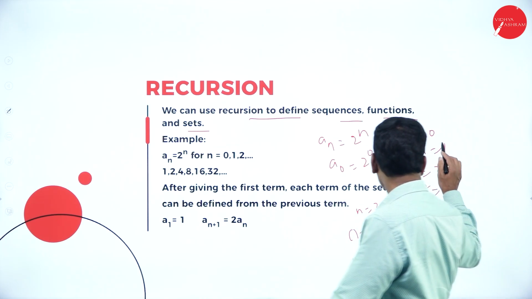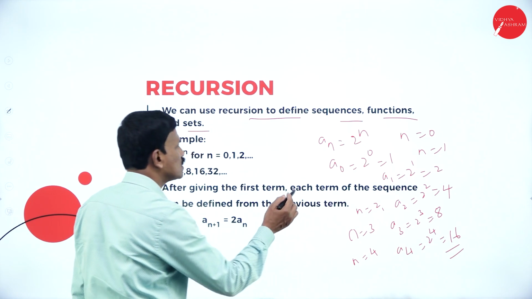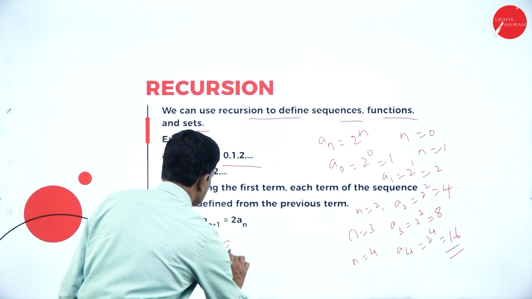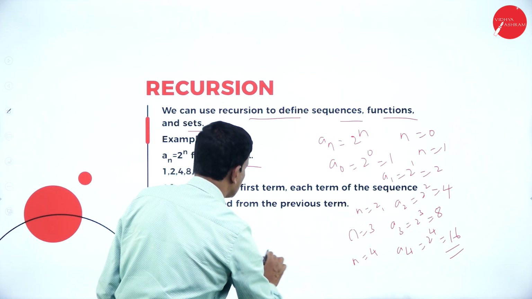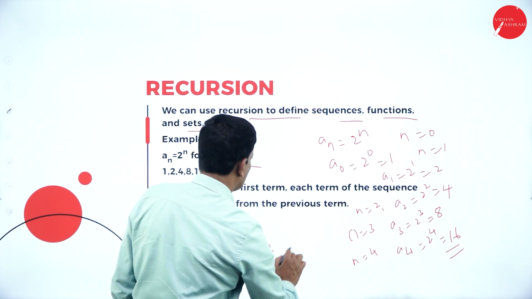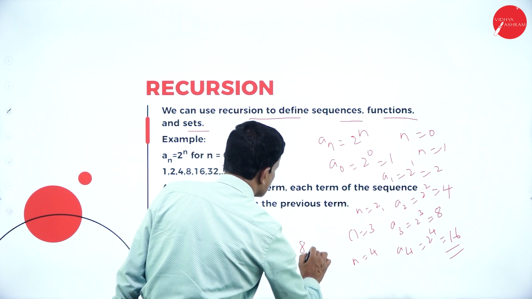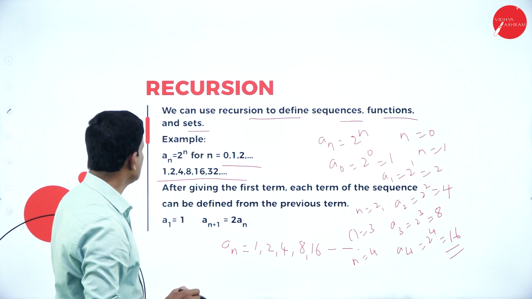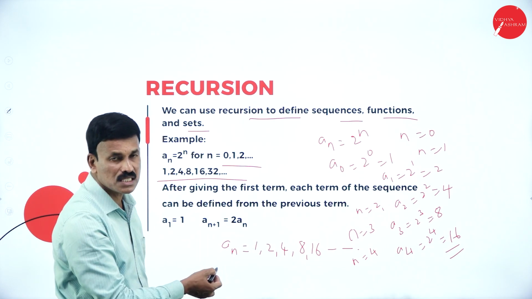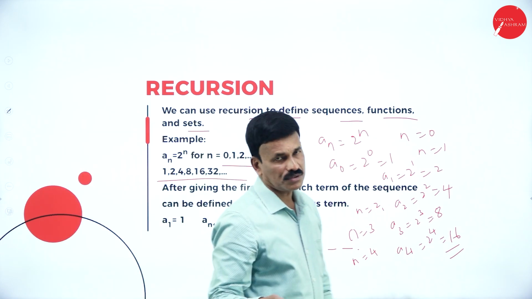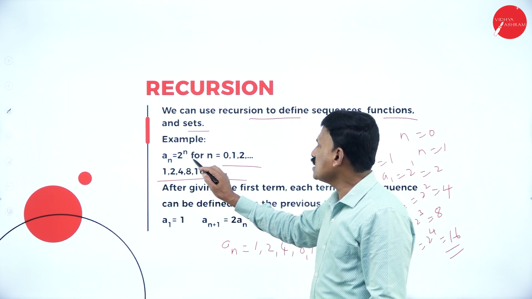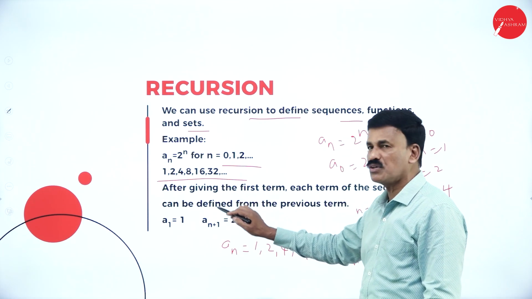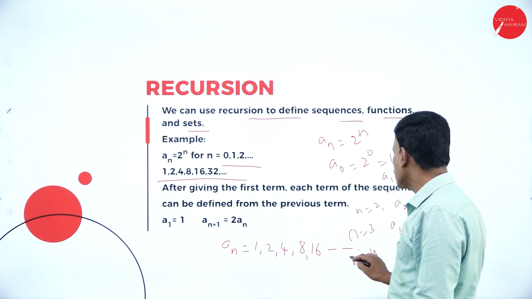Therefore the sequence for n is equal to 0, 1, 2, 3, etc. has terms an equal to 1, 2, 4, 8, 16 and 32. This is an example of a recursive sequence. So if an is equal to 2 to the power of n, the terms of the sequence we get are 1, 2, 4, 8, 16.